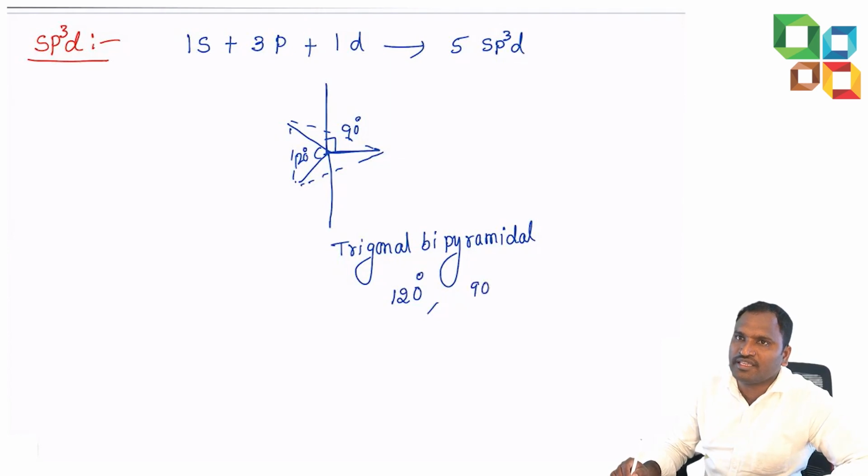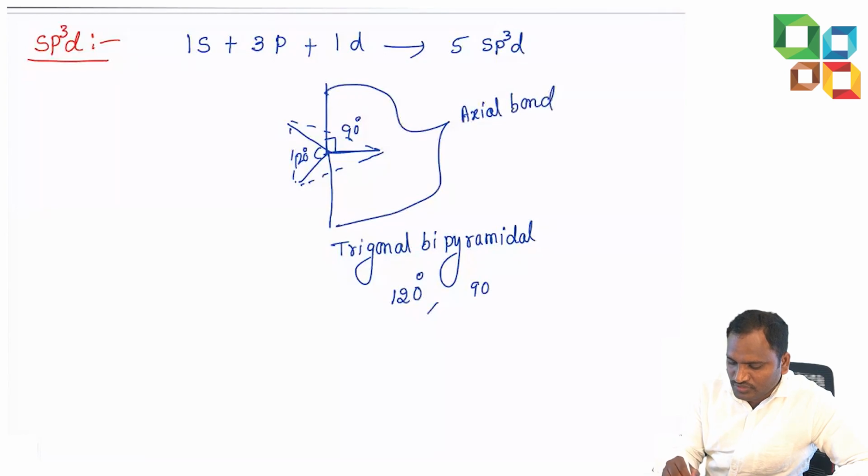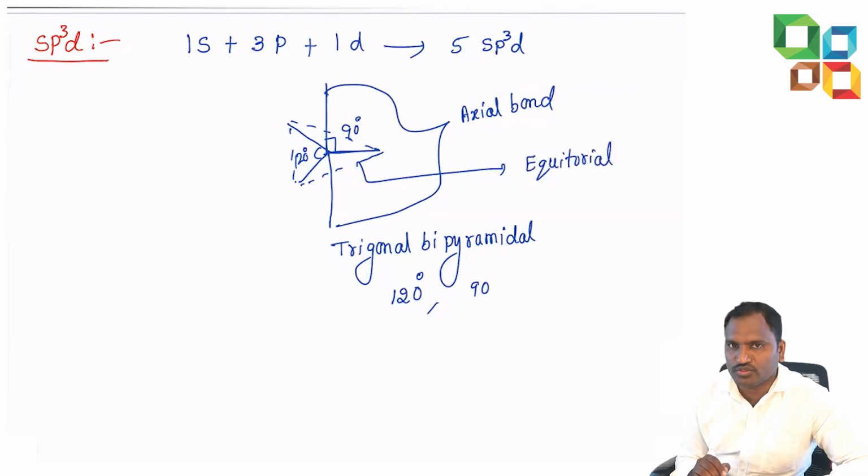Those above bonds are there, no? Those are called axial bonds. This bond and this bond are called axial bonds. These bonds are called equatorial bonds.